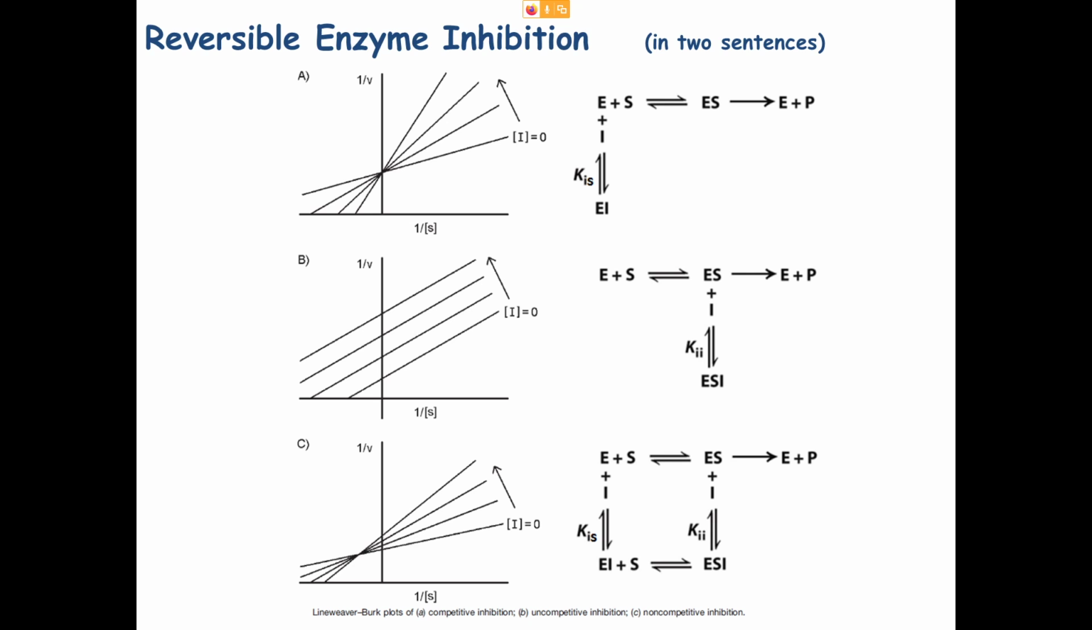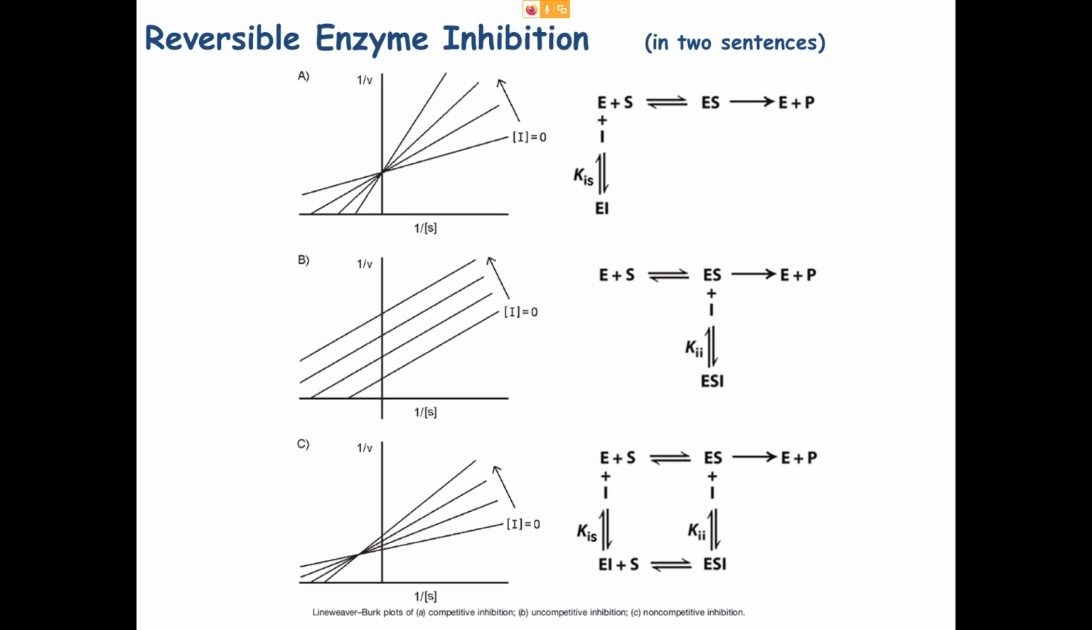For competitive at the top, the inhibitor, I, can bind only to E, forming an EI complex. And it can fall apart back to E plus I because it's not irreversible. It's a reversible inhibitor. It's not permanent. And it does so at a rate called KIS. For the uncompetitive, we have the same scenario, except it binds only to ES. And at the bottom, our non-competitive, the inhibitor can bind to either E or ES, and they can fall apart at their relative rates, KIS and KII.